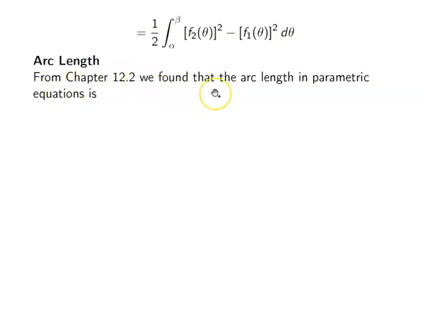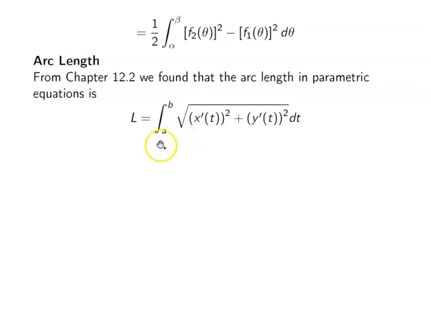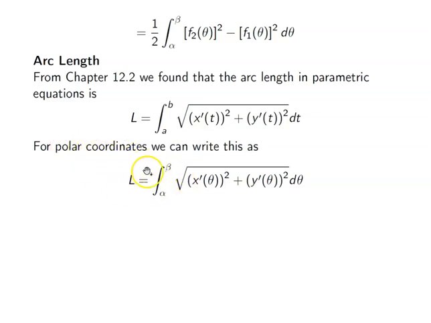So in chapter 12.2, we had the arc length for a parametric equation from A to B of the square root of the derivative of x with respect to t squared plus the derivative of y with respect to t squared. That was for arc length. Since we're in polar coordinates, we are still parameterized, it's just different. We have theta now. And so we can rewrite this as x prime theta squared plus y prime theta squared, add them, and take the square root. There's really no derivation that we have to go through because they are the same thing.